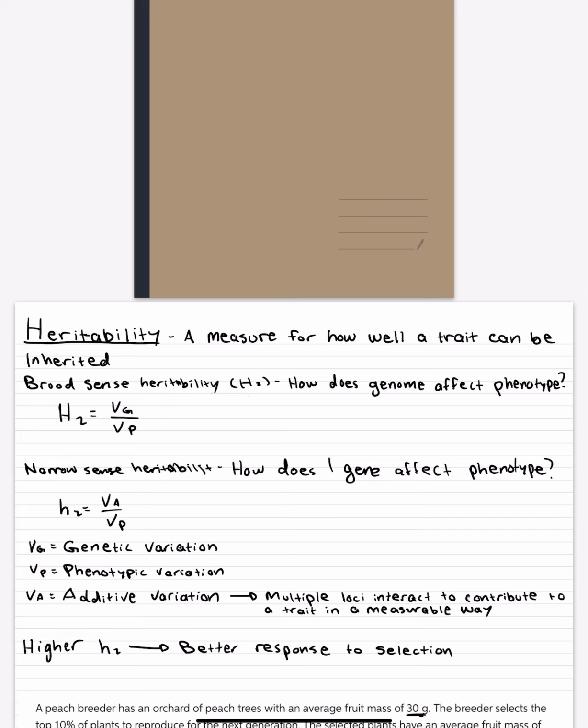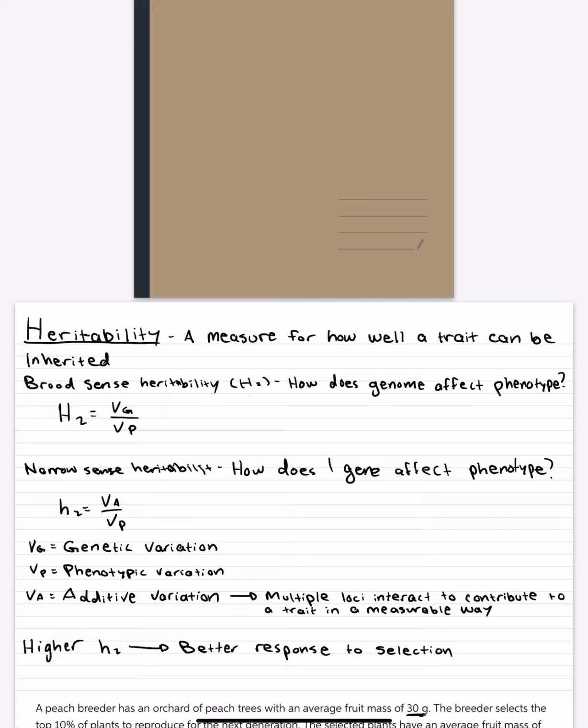So for Unit 2 you guys went over a variety of topics, one of them being heritability. Heritability is essentially just a measure of how well a trait can be inherited. There's two types of heritability: broad sense heritability and narrow sense heritability. Broad sense heritability, or big H2, essentially asks, how does the genome affect phenotype? What that means is, broad sense heritability measures the total genetic variation in a trait. And that equation is big H2 equals VG over VP, where VG is genetic variation and VP is phenotypic variation.